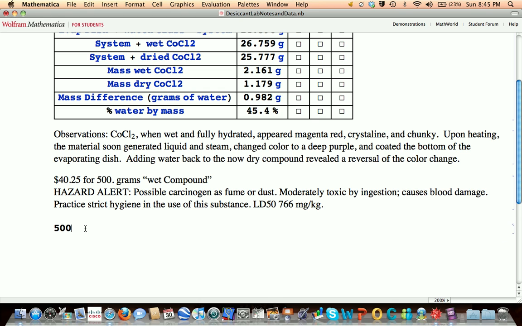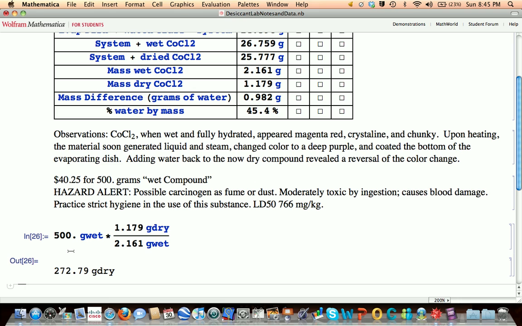So my 500 grams, let's call that the wet, can be multiplied by this ratio of this amount of dry, we'll call it the dry compound, for every, whoops. So I'm using my actual data here. The grams wet and the grams wet should cancel. And the answer I'm going to get is, okay, so for the $500 that I've bought, I'm really only going to get about 272.79 grams worth of dry. Okay, so let's go forward with that.